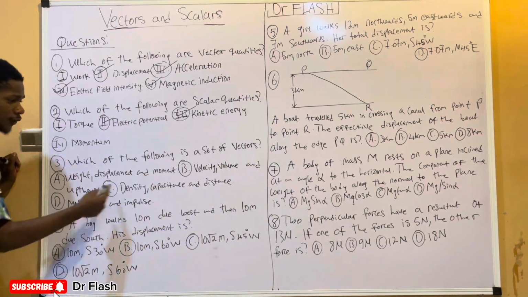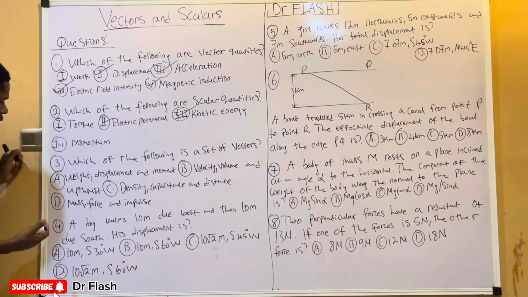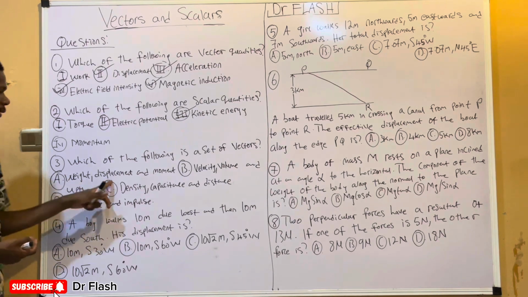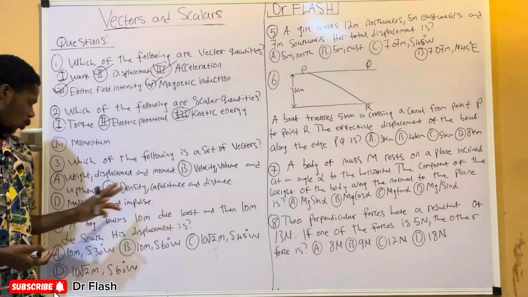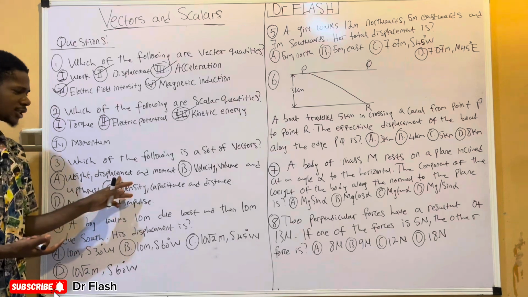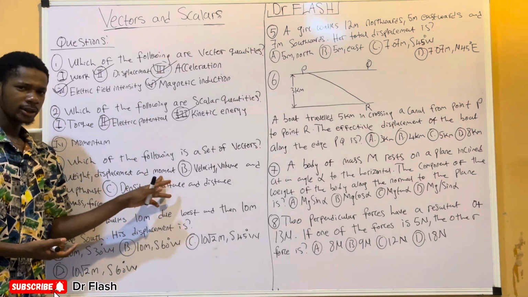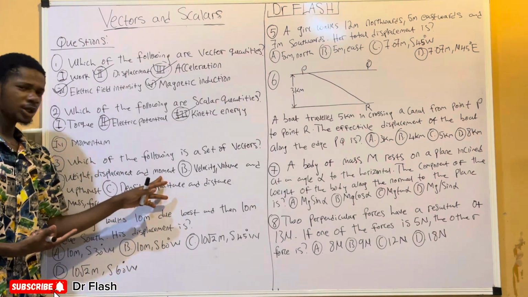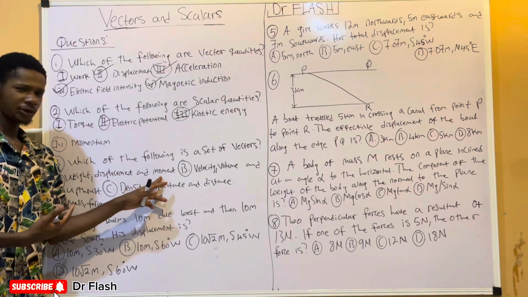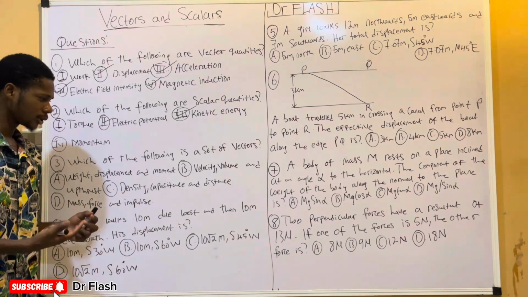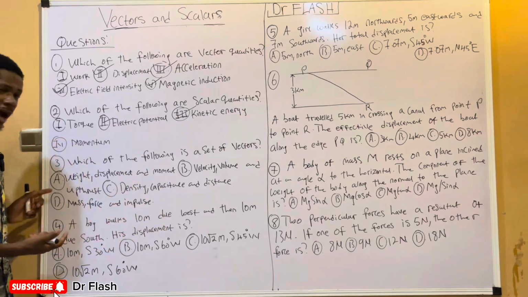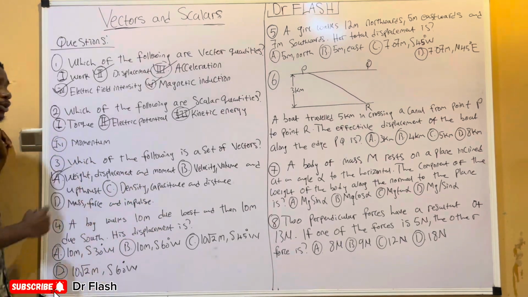Now, the next question on the board says, which of the following is a set of vectors? Which of these options contains vectors only? Option A: weight, displacement, and moment. Weight is a vector, it has a direction. Displacement is a vector. Moment is also a vector, could be clockwise or anticlockwise, left or right, vertical or downward direction. So these are all vectors. Option A is the correct answer.